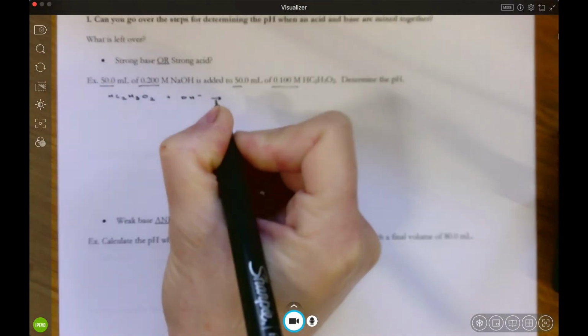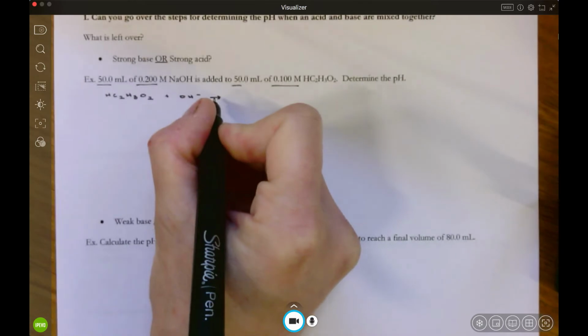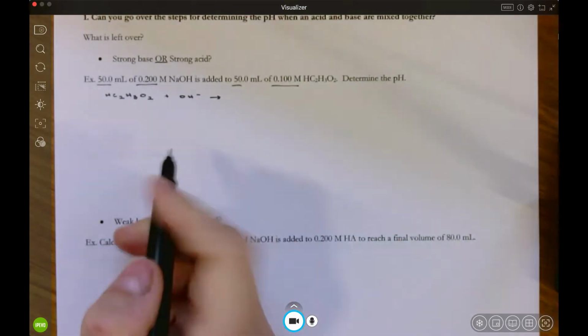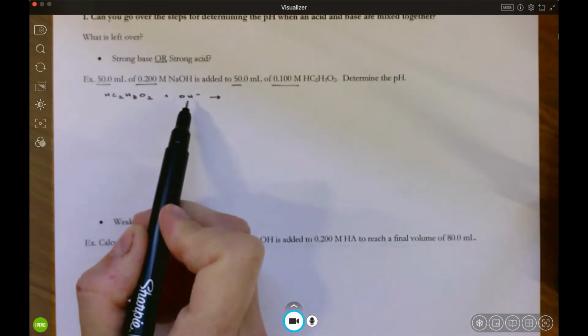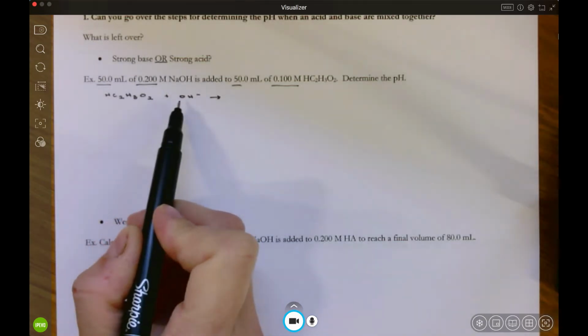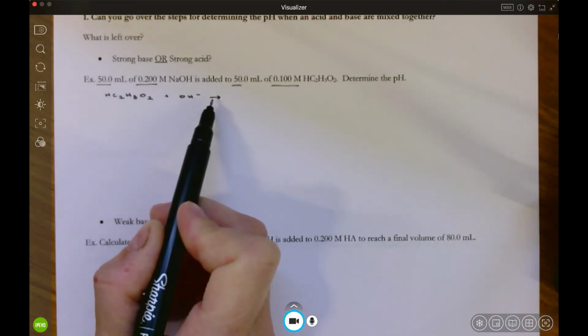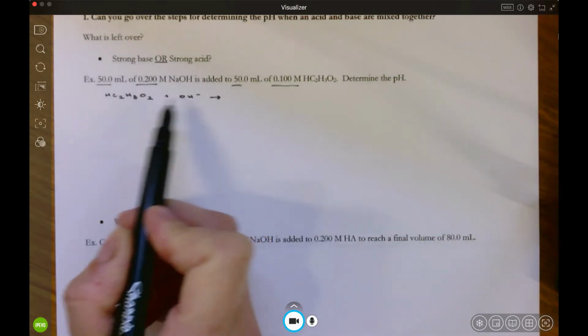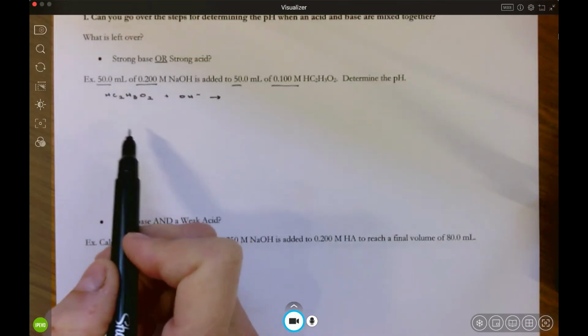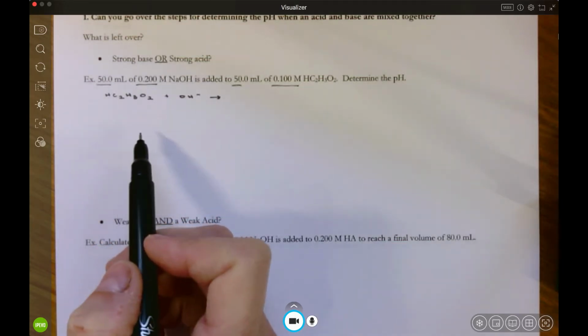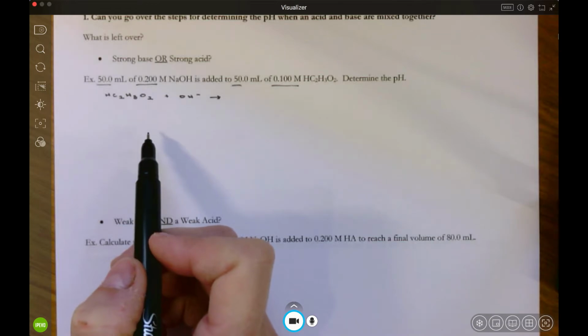Now there was also a question about double versus single arrows here. Remember, if you have a strong base or a strong acid reacting with a weak acid or a weak base, it's going to react completely. It's going to go to completion, and so I represent that with a single arrow. If it were a weak acid dissociating or a weak base dissociating or any other reaction that's in equilibrium, you would show a double arrow.